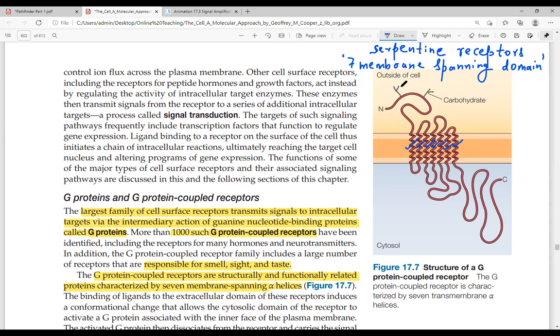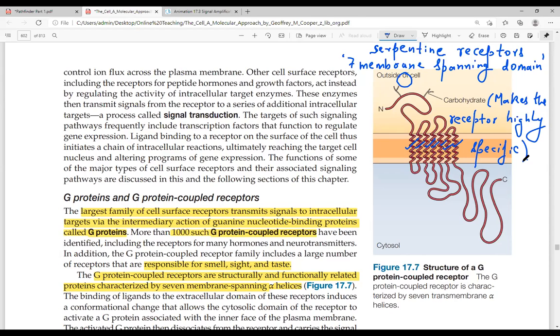The presence of these carbohydrates makes the receptor highly specific, so that it can bind only to a particular signaling molecule.